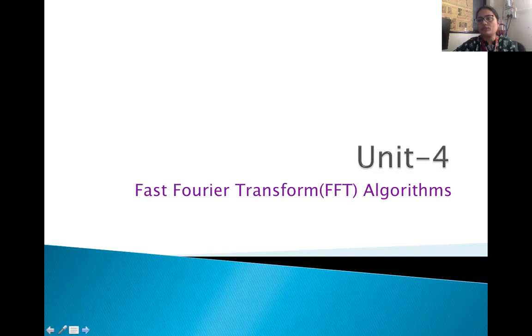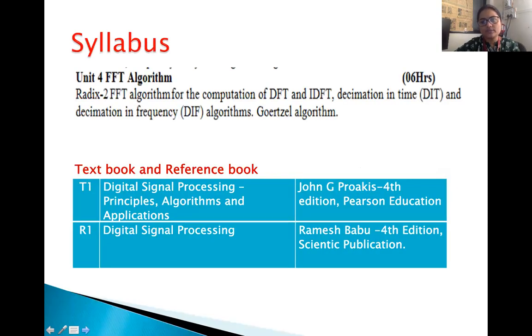There are two FFT algorithms. One is called decimation in time and the other is called decimation in frequency. Let us have a look at the syllabus. In this FFT chapter, we are going to study the Radix-2 FFT algorithm for computation of DFT and IDFT: decimation in time, called DIT, and decimation in frequency, called DIF.